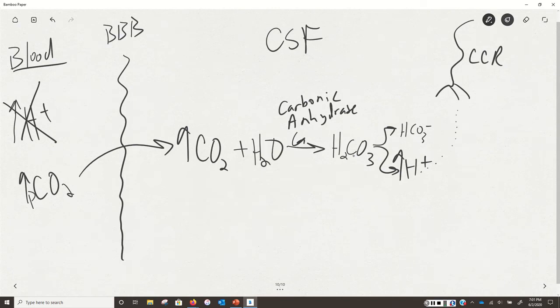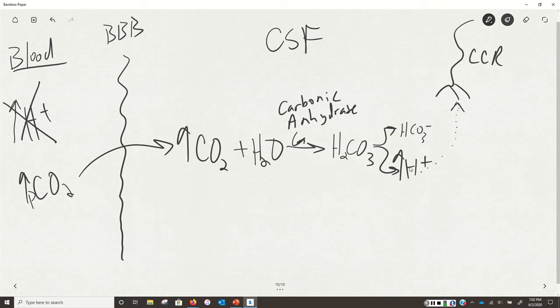But regardless, that H+ level is detected by the central chemoreceptors. Now, if the central chemoreceptors detect a rise in H+, then they're going to tell the DRG, hey, our pH has dropped. And the DRG is going to tell the ventral respiratory group, hey, our pH has dropped, we need to fix it. And the VRG is going to respond by breathing faster.